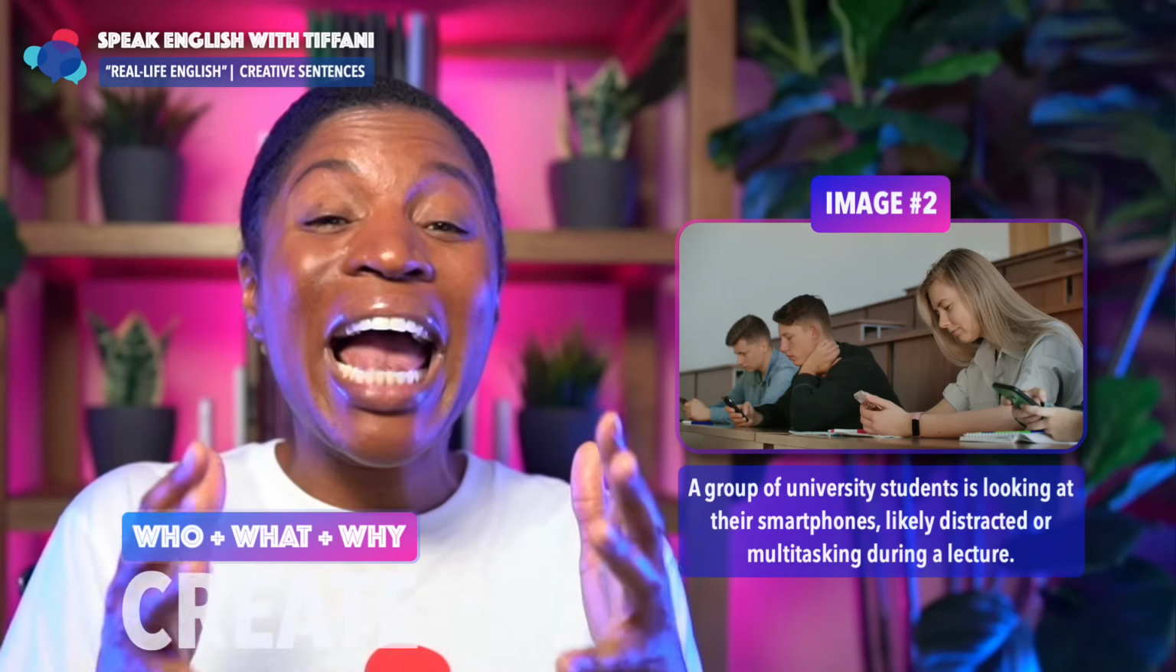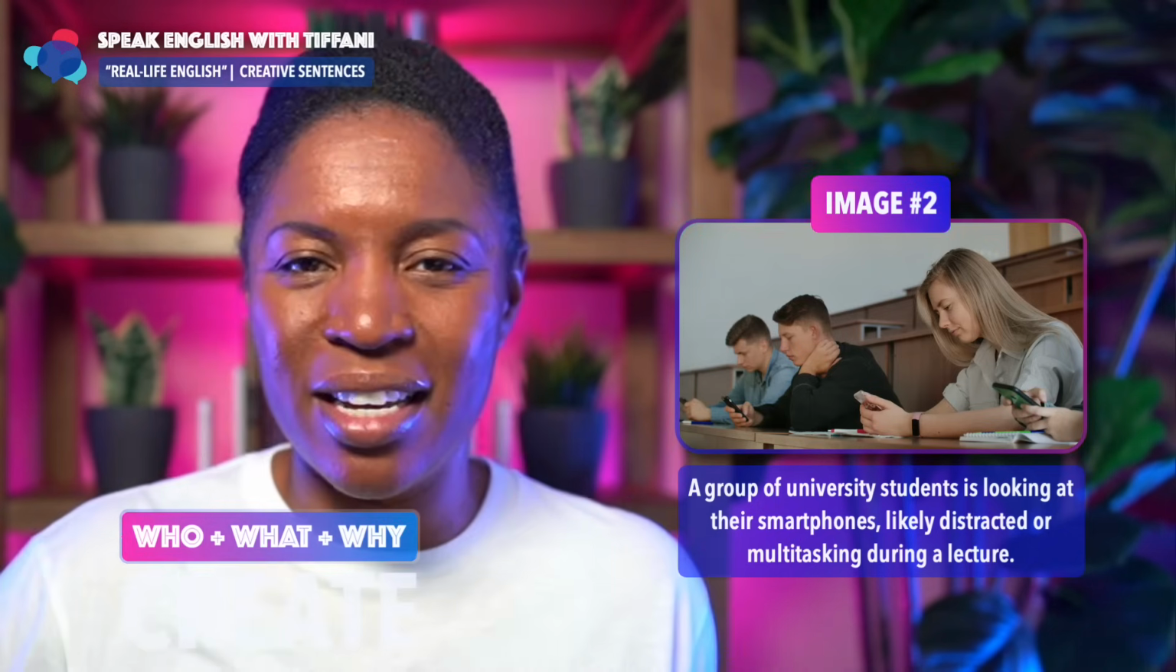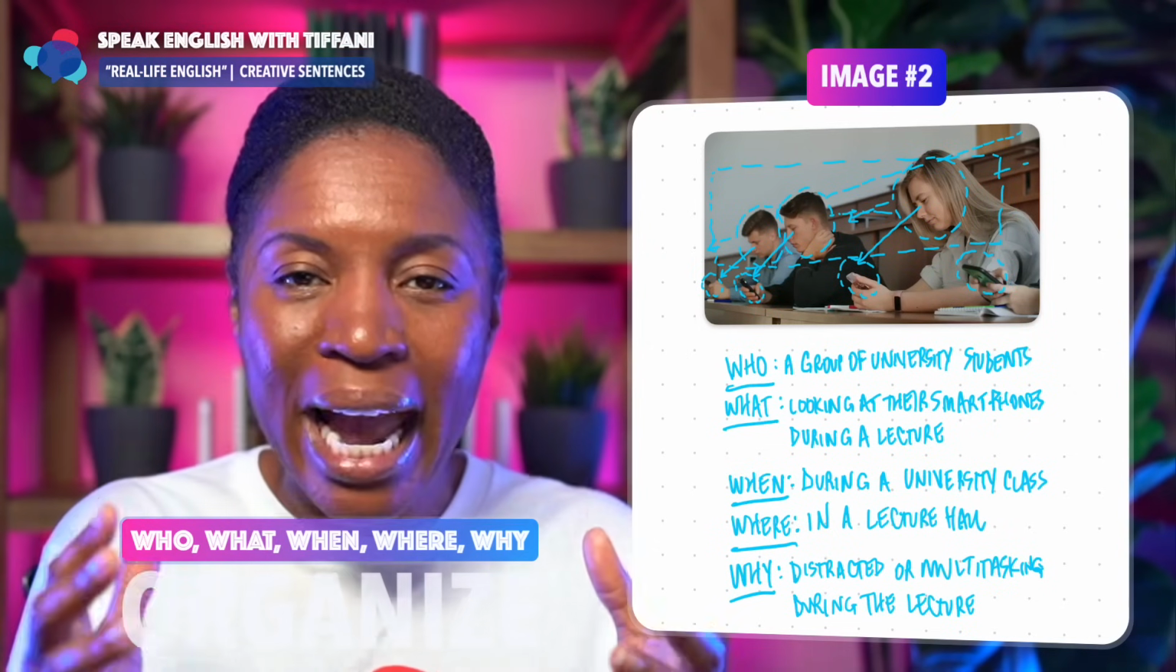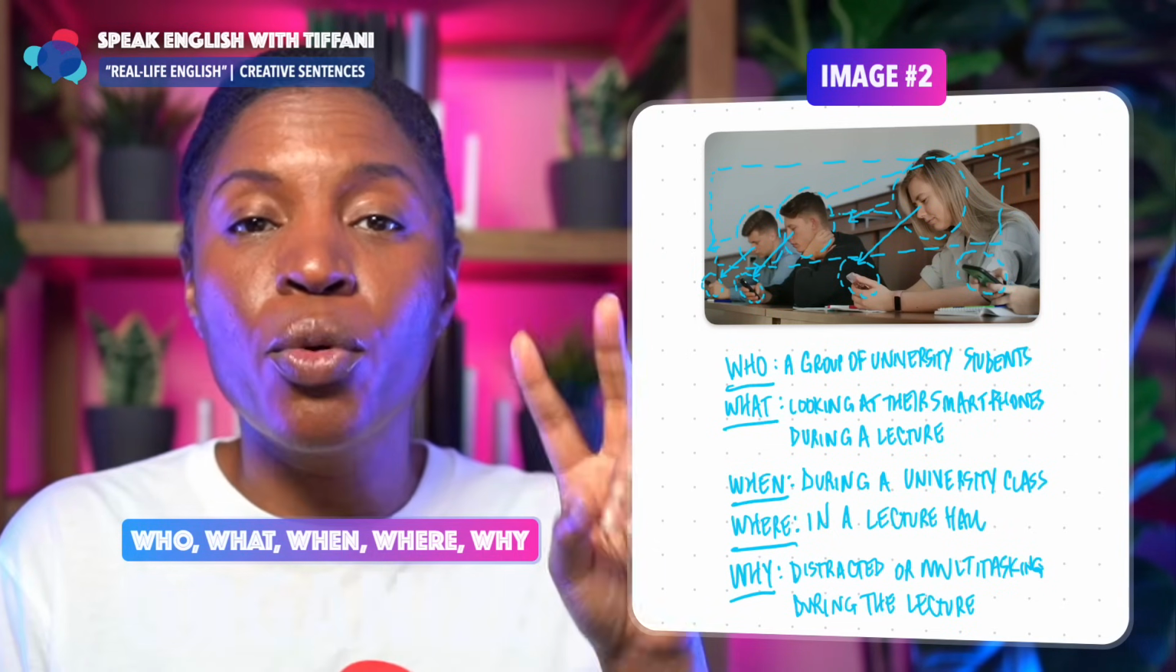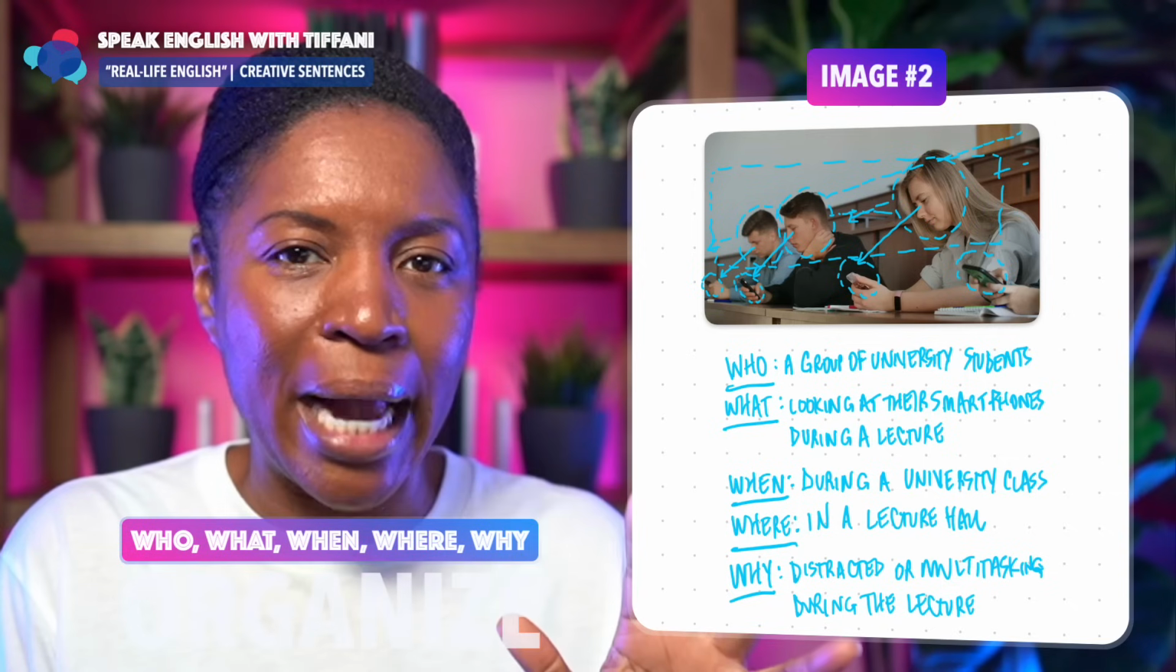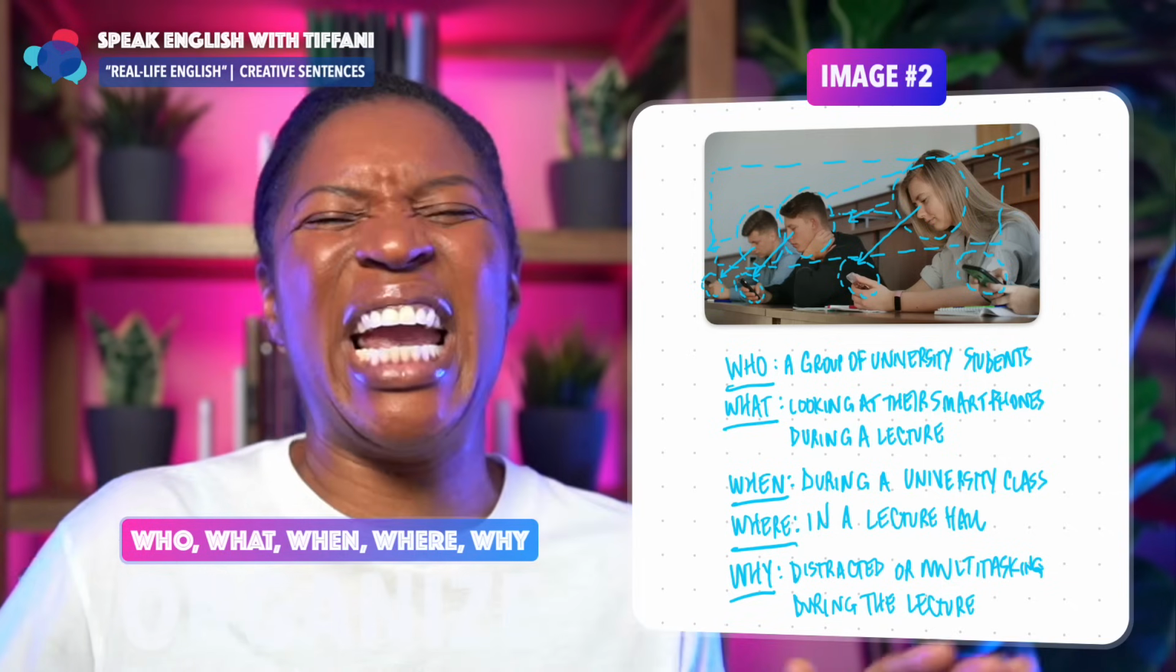You see, we have 5 sentences. Listen to me, my friend. 5 English sentences, advanced English sentences, simply because we were able to think creatively and organize the information for the who, the what, the when, the where, and the why. But can we really do it with any image? Can we really do it with any image? I want us now to look at image number 3.